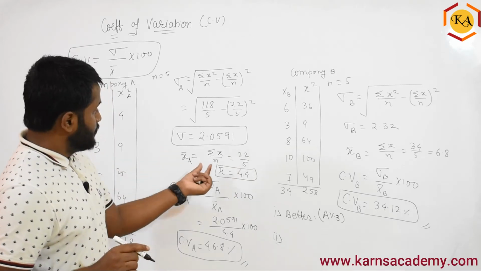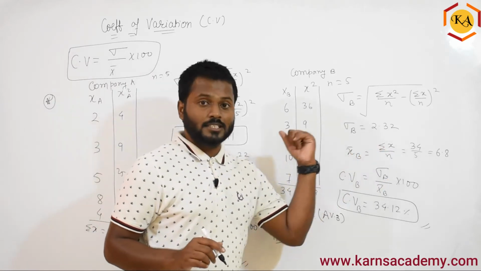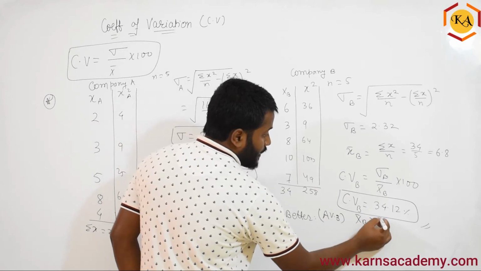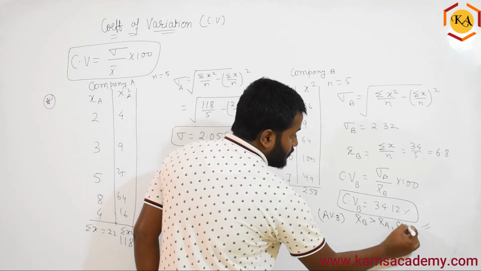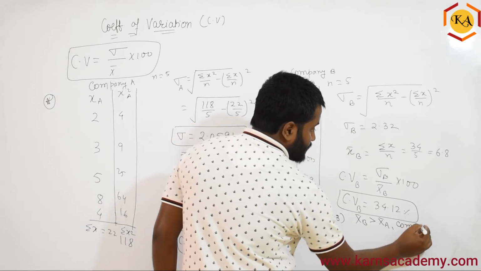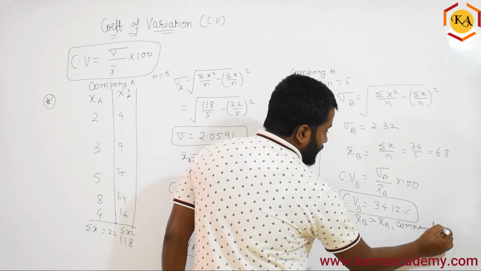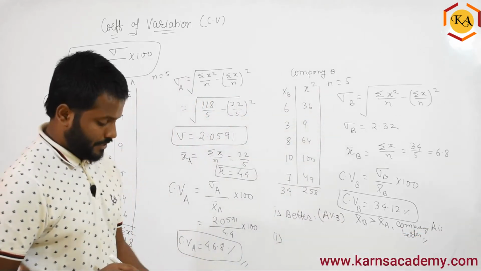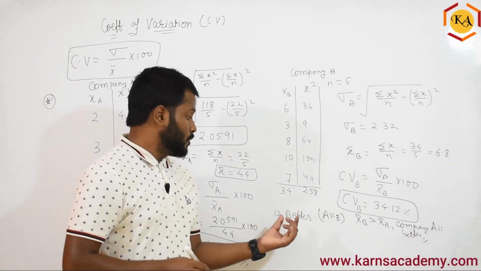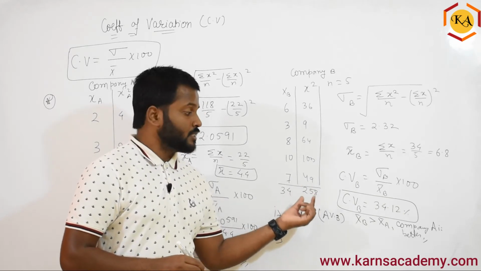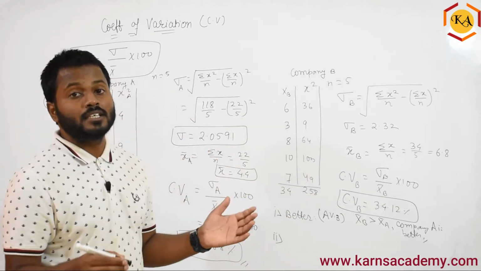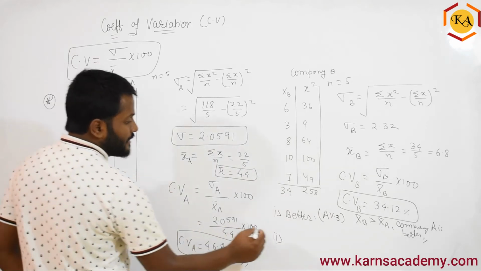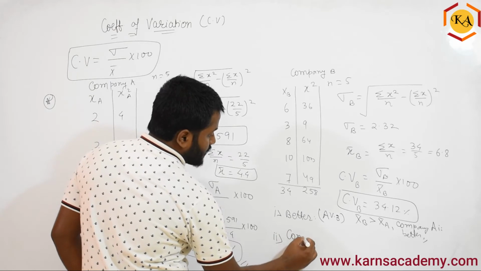So you can see here, mean here is 4.4 and here mean is 6. So I can write this: X bar B is greater than X bar A, which means company B is better. Remember, let me repeat. Whenever they talk about better, you compare the average, and whichever average is greater is better, right? Okay. The next thing they will talk about is consistency.